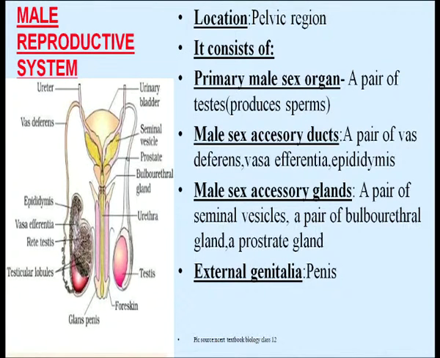Now, male reproductive system. What is the location of the male reproductive system? It is the pelvic region, that is lower abdominal region. The primary male sex organ consists of a pair of testes which produces sperm. Male sex accessory ducts: a pair of vas deferens, vasa efferentia and epididymis. Male sex accessory glands: a pair of seminal vesicles, a pair of bulbourethral glands and a prostate gland, and external genitalia which is the penis. Now, first of all, about testes.